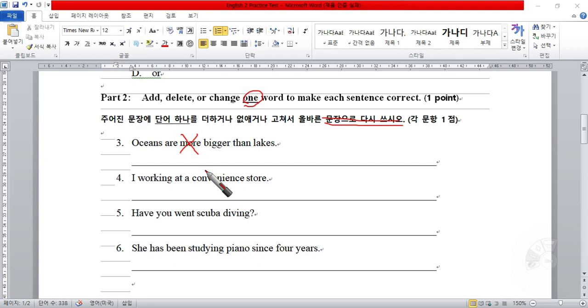That's the best answer. Now, some of you may want to change this. Oceans are more, change this and write beautiful. Okay, that would be grammatically correct. So probably that's fine. But this is probably the best answer. This is probably what your professor is thinking and would be easier for you to do. Good. Number 4.